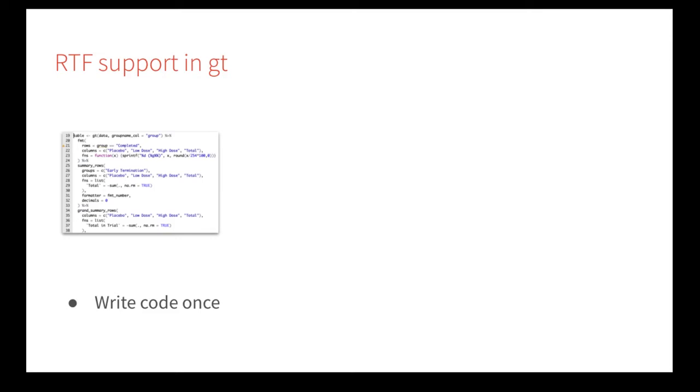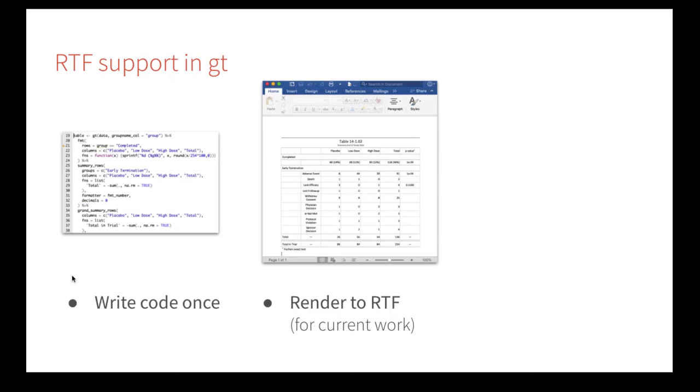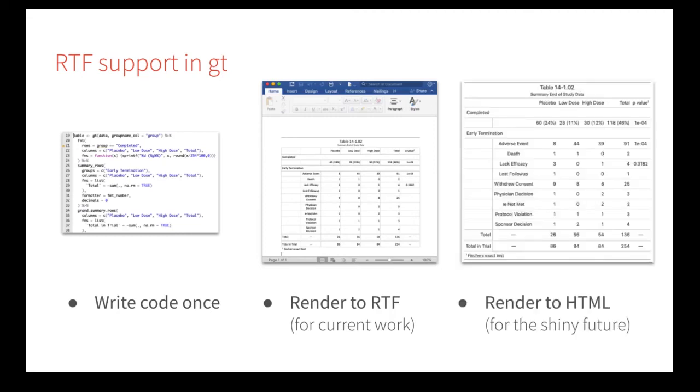And that's because gt, sort of like R Markdown, allows you to render tables with the same code into different formats. So essentially what you're allowed to do is write code once, and then you can use that code to render to an RTF, say for current submission work. But that same exact code can also render to HTML for cases in the future, like what we saw in a number of presentations where pharma is moving forward and presenting more interactive outputs in submissions.